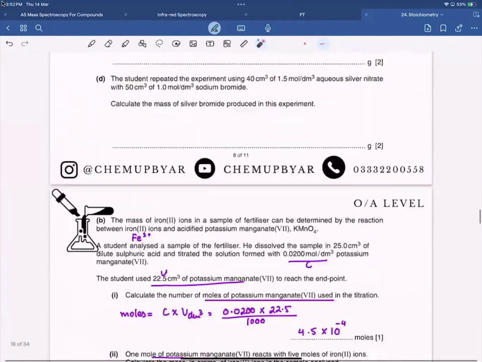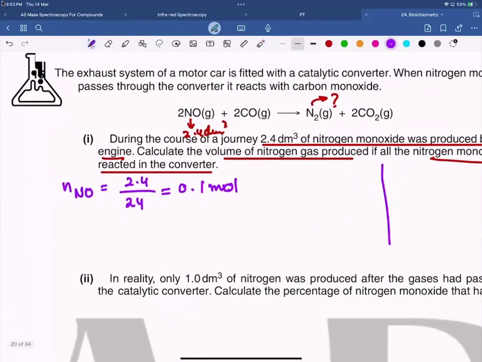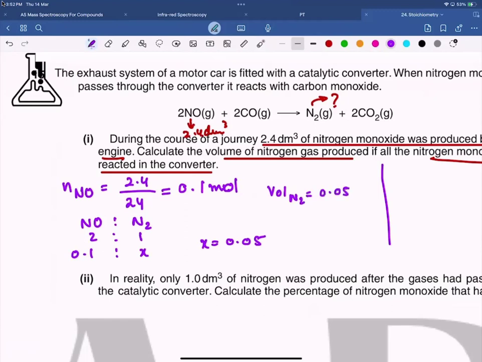So, where are we? Yeah, we got the moles. Now, the mole ratio. If you see, NO is to N2. What is the mole ratio? 2 is to 1. So, 0.1 is to X. So, the value of X would be 0.05. Now, you have to find the volume of N2. So, for volume of N2, 0.05 into 24. So I think you are going to get 1.2 decimeter cube.